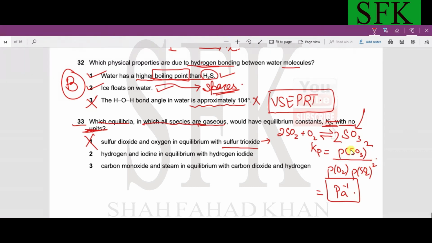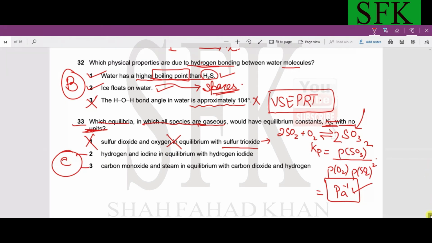The partial pressure has a unit of pascals. So the squares get cancelled out, but the partial pressure of oxygen still has its unit. If we take it up, it has a unit of inverse pascals. So the first one does have units. It is not that it does not have any units. So by default, if the first one is wrong, 2 and 3 are correct. So C is the correct option.